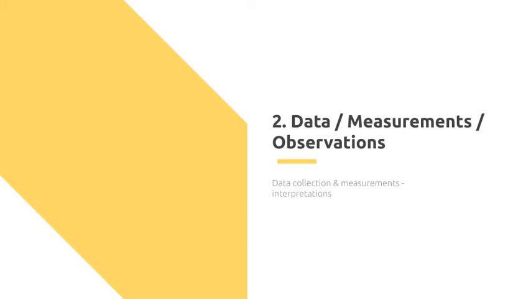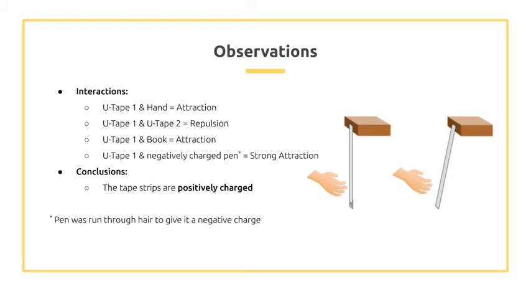Now let's talk about the data, measurements, observations, and how they contributed to the calculations needed for the lab. Once I had created a charged U-tape, I began taking observations of how the tape interacted with objects of different charges. As you can see from the results, the tape was attracted to neutral objects, such as my hand or a desk. When the first U-tape was placed near a second U-tape, the two repelled. This was key to determining that the tapes had the same charge.